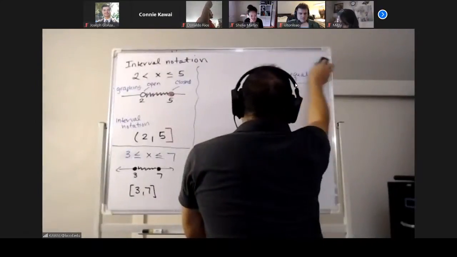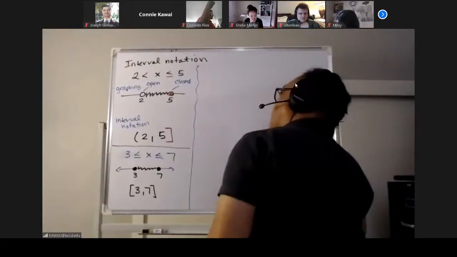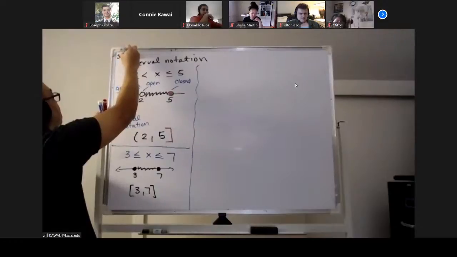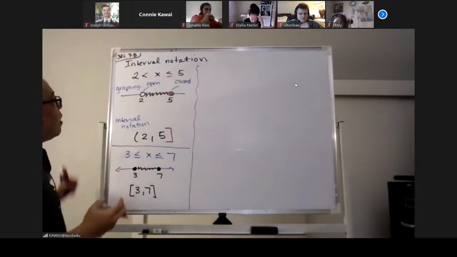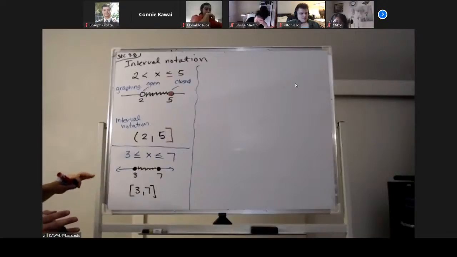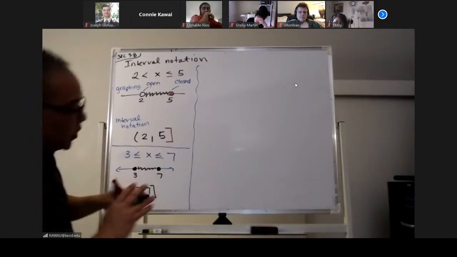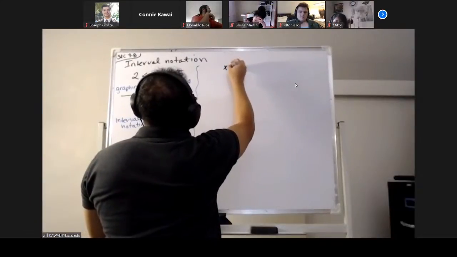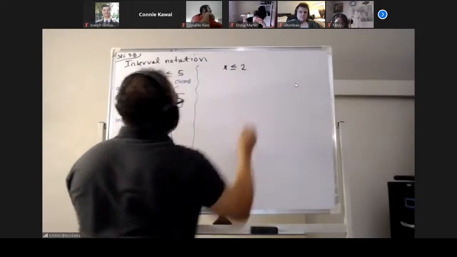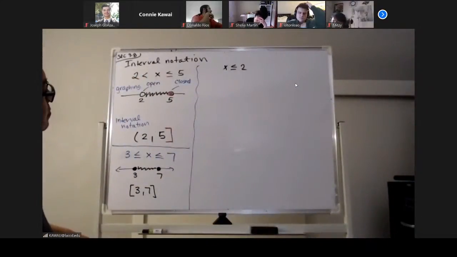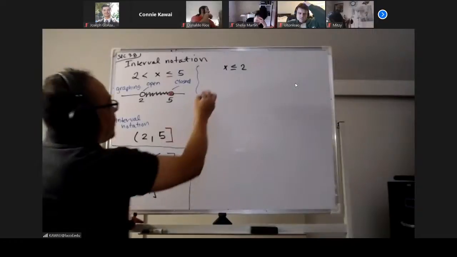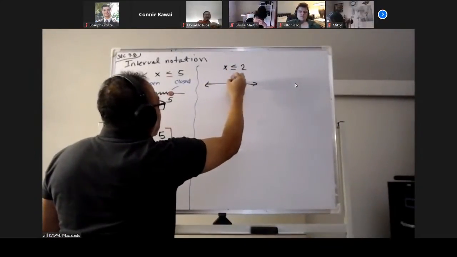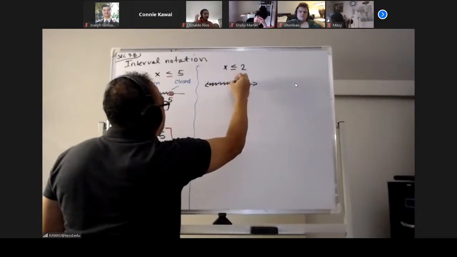Now, the harder part happens when we're doing, and let me put section 3.8 up here so you guys know, the harder part happens when we're working on greater than or less than. So if I say x is less than or equal to 2, if I were to graph it, I would graph it like that.